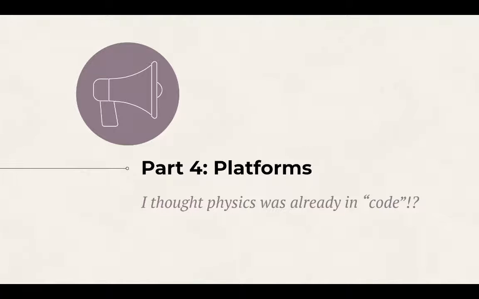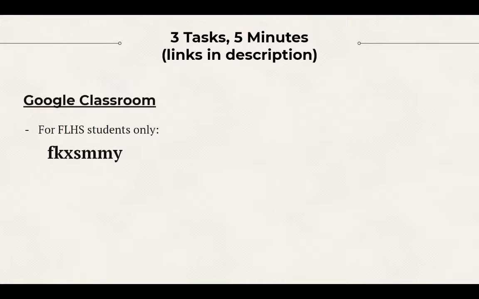Now, part 4. This is platforms for people who are really interested in joining. We have 3 main platforms. The first one, all Fairlawn High School students should be in our Google Classroom. The code is FKXSMMY. All of these shouldn't take long, just do this right now. It's not going to take that long.